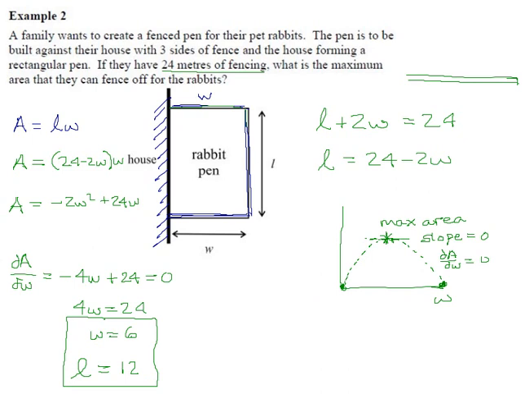Now, that isn't quite what they asked for. They often do ask what are the measurements which would give the maximum area, but for this one they actually say what is the maximum area. They don't care how we get it, they're just saying what's the biggest area we're going to get for this largest possible pen? Well, the area is length times width, which means it's 12 times 6, which means the maximum area, A max, is 72 square meters.